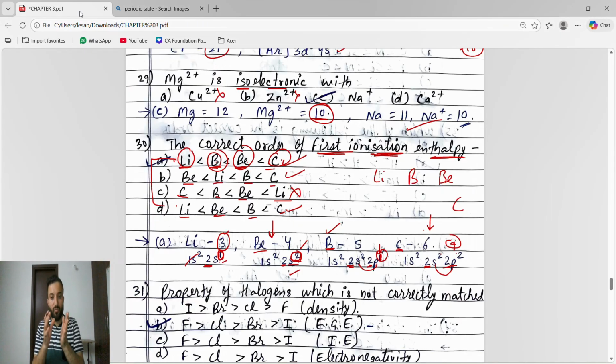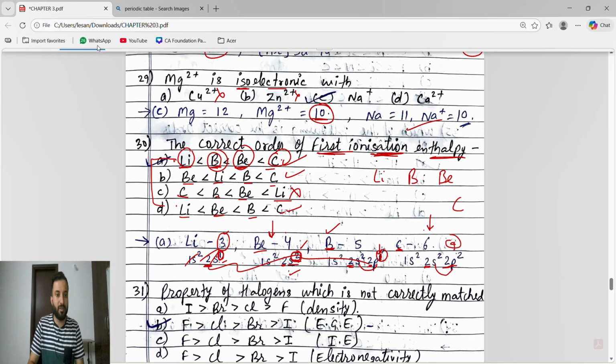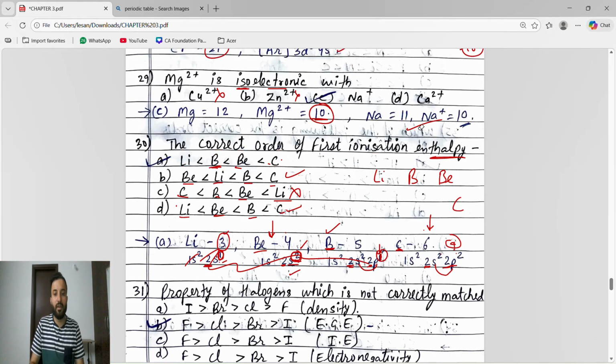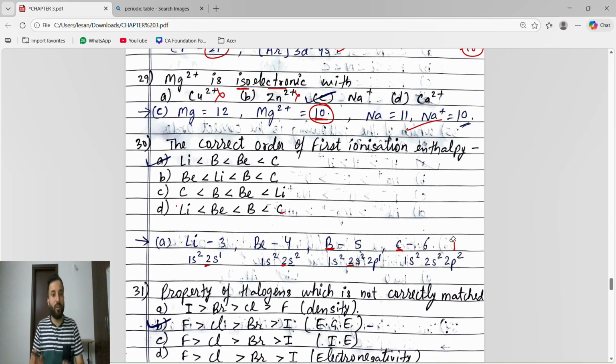Okay, so for the first ionization enthalpy, in place of writing the electronic configuration and doing gibberish things, what we can do, guys, is just check the periodic table. Sorry, I said electronegativity previously, right? It's ionization enthalpy. For the first ionization enthalpy, guys, just check the periodic table. From the periodic table you will get to know about the first ionization enthalpy.